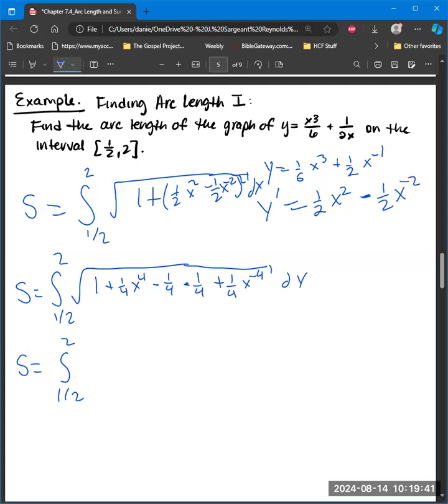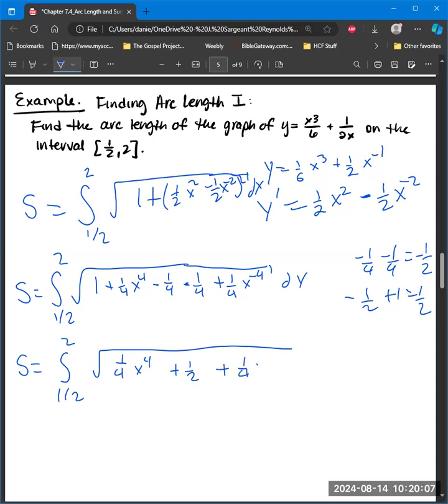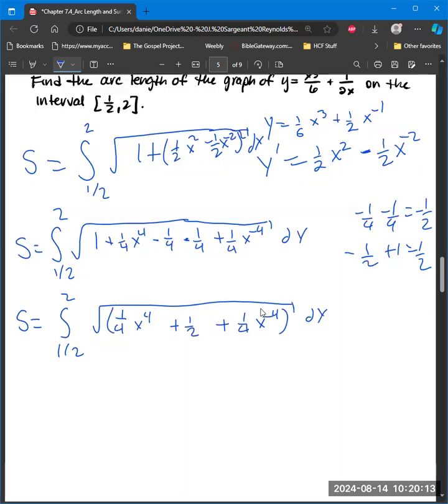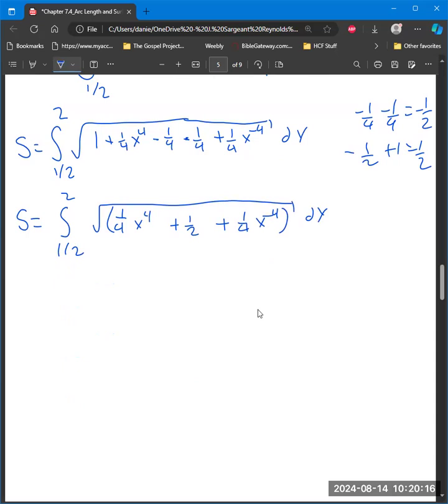When I add together negative 1/4 minus 1/4, I get negative 1/2. Negative 1/2 plus 1 is a positive 1/2. It's really important that this addition of 1 changes the sign here in the middle. So we now get 1/4 x to the fourth plus 1/2 plus 1/4 x to the negative fourth dx. I'm now going to factor that. It is a perfect square trinomial, so adding that 1 completed the square.